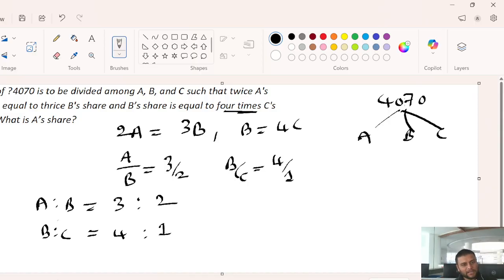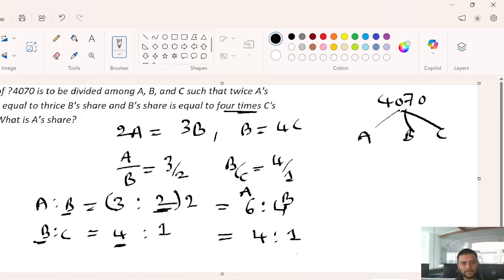If you clearly observe, guys, the B terms on the left side are equal, but on the right side these are not equal. So we need to make them proportional. Let us multiply the first ratio with 2. Why I am multiplying with 2 is I must make the B terms equal in both the ratios. Then this becomes 6 is to 4. The second ratio is obviously 4 is to 1. Now this will be taken as A, this as B, and this as C. So A is to B is to C is equal to 6 is to 4 is to 1.